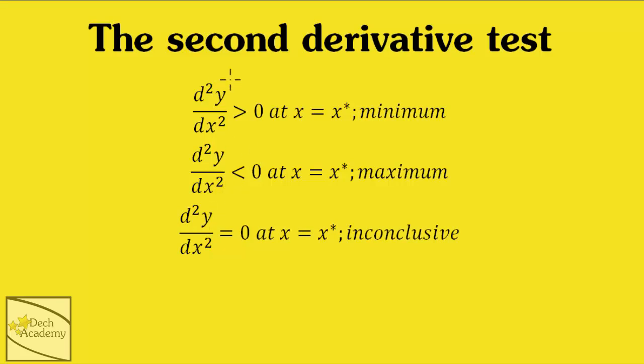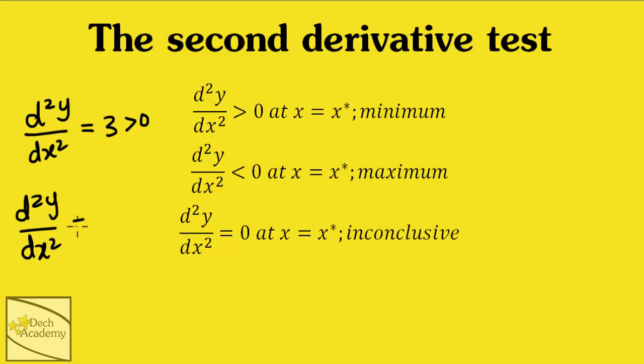So far, we've applied the second derivative test to determine the nature of the stationary point of two functions. In the first case, we determined that the second derivative, d2y/dx2, was equal to 3, which is a positive value, so it's greater than 0, so we determined that the nature of that stationary point was a minimum. In the second case, we determined that d2y/dx2 was equal to minus 8, which is a negative value, so less than 0, so the stationary point in that case was a maximum.